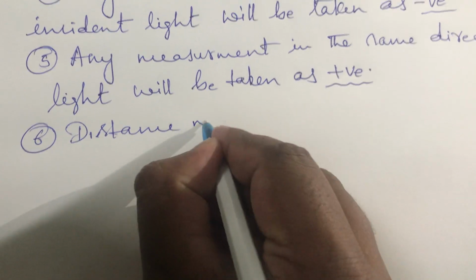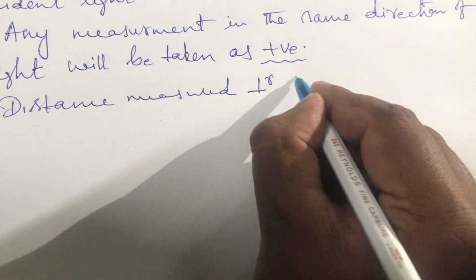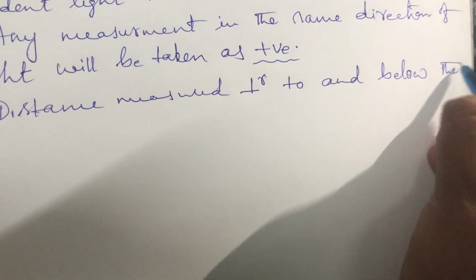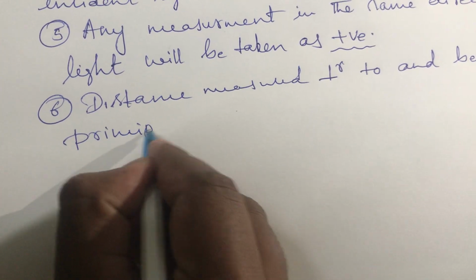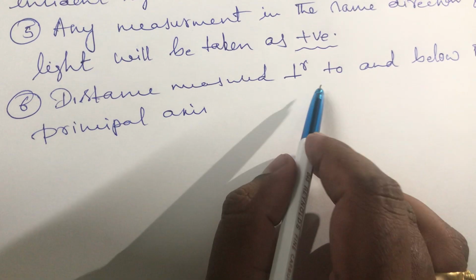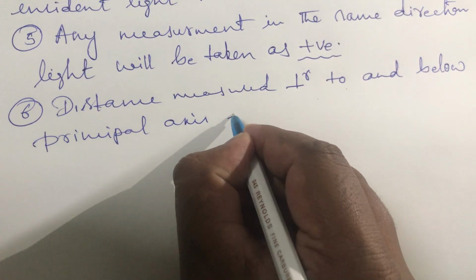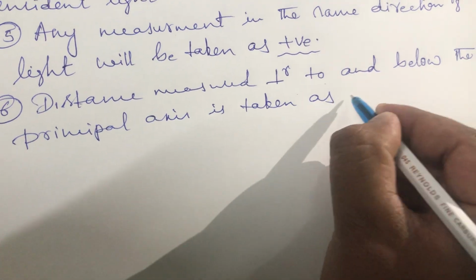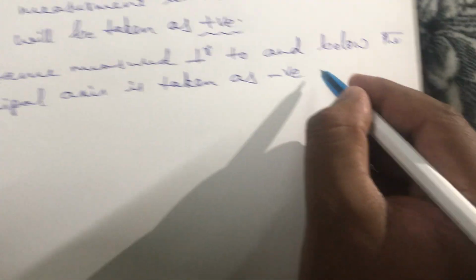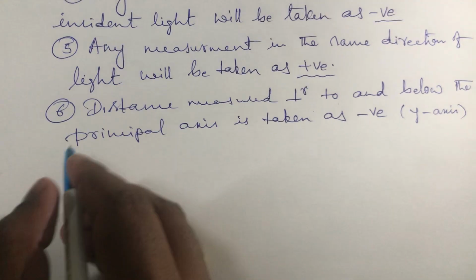Distance measured perpendicular to and below the principal axis is taken as negative. I mean along the y-axis.